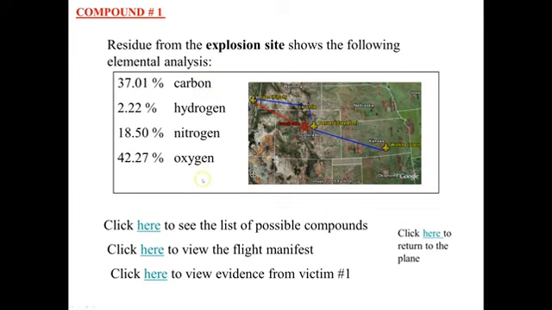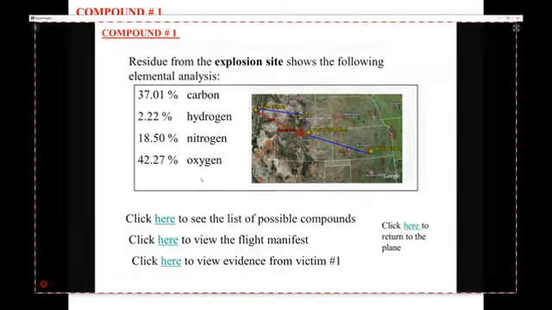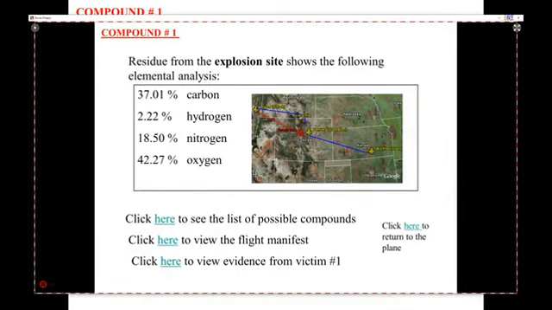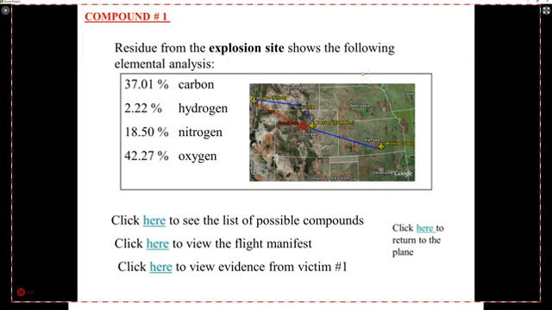And so let's go ahead and work through this one together and see if we can find what this compound is. And now I'm not going to identify the compound, but I am going to help you guys find the formula. So let's do that. First thing we're going to do with this information is take the percentages and turn them into grams. So 37.01 grams of carbon, 22.22 grams of hydrogen, 18.5 grams of nitrogen, 42.27 grams of oxygen.